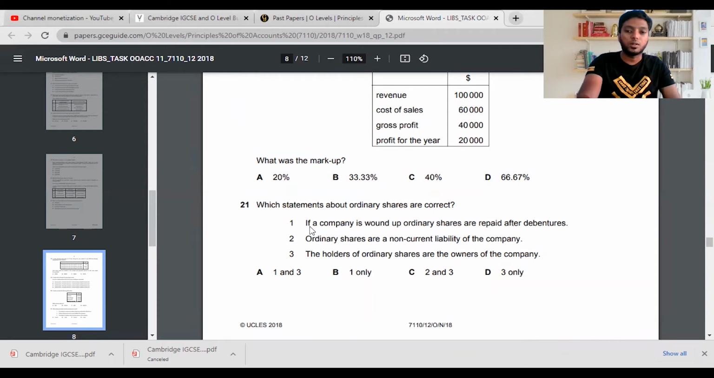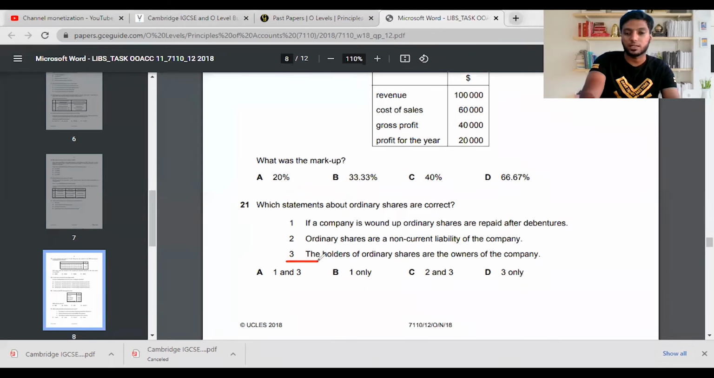If a company is wound up, ordinary shares are repaid after debentures. Ordinary shares are non-current liability of the company. The holders of ordinary shares are owners of the company. As I already said, the answer number 3 is correct because the holders of ordinary shares are the owners of the company. So this is correct. But then the second thing, there's a problem.